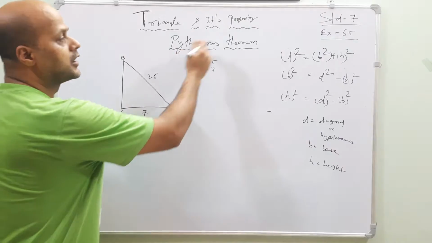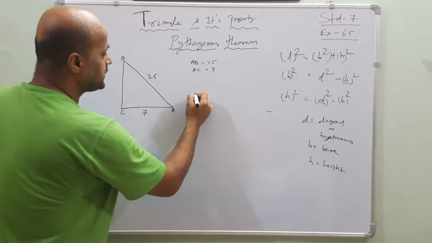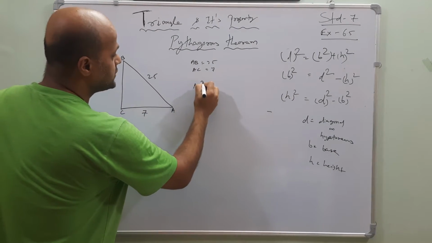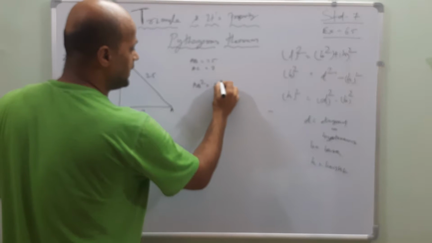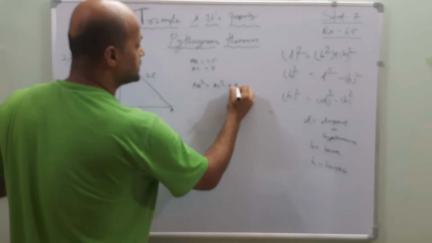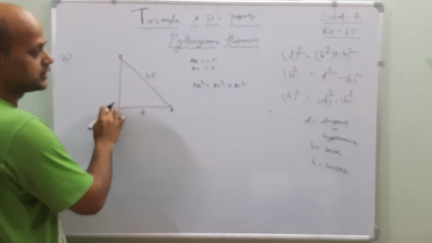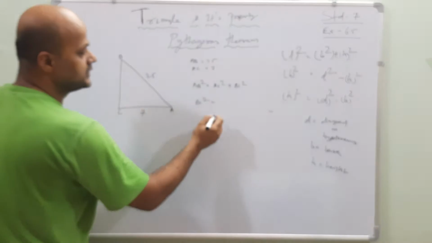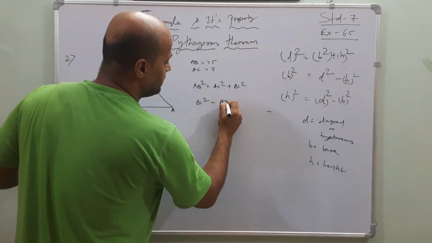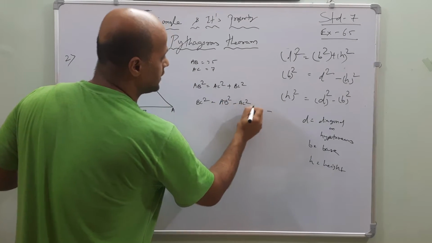Now write it. According to the Pythagoras theorem, AB square is equal to AC square plus BC square. But here BC square is not given, so I will write BC square is equal to AB square minus AC square, with AC coming to this side.